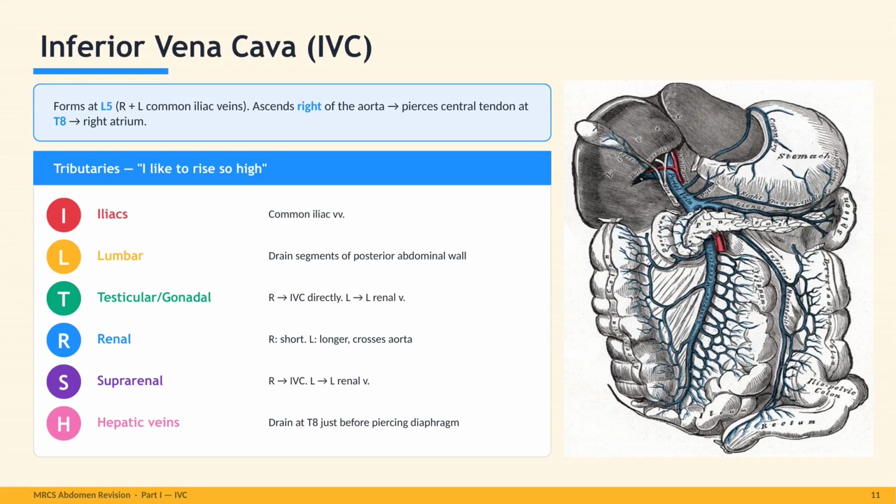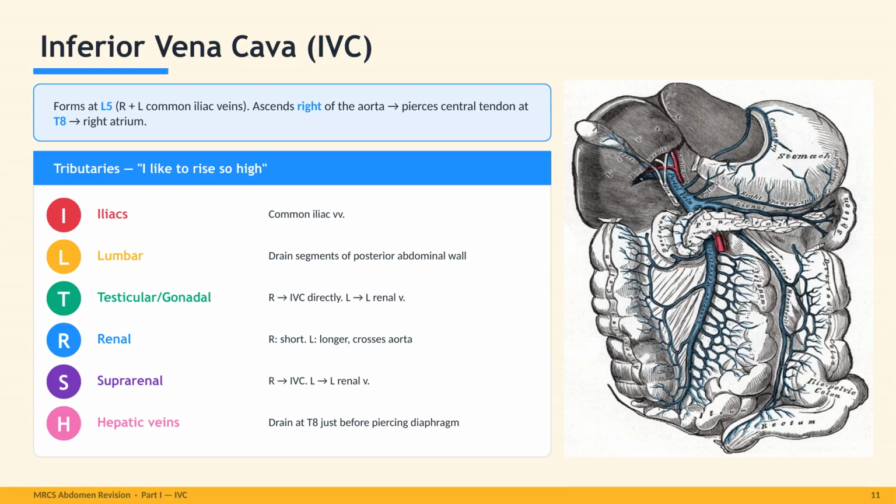The IVC forms at L5, where the two common iliac veins unite. It ascends to the right of the aorta, pierces the central tendon of the diaphragm at T8, and empties into the right atrium.